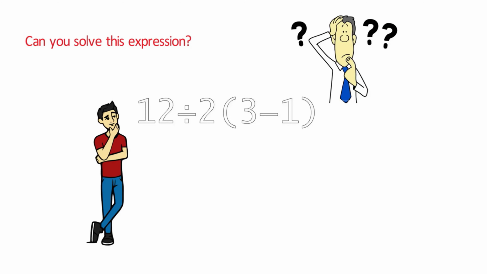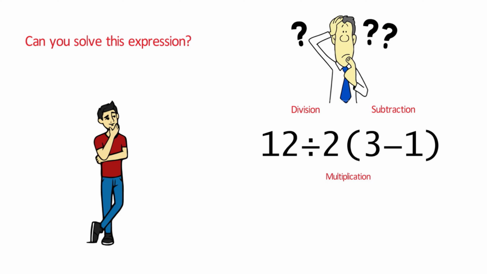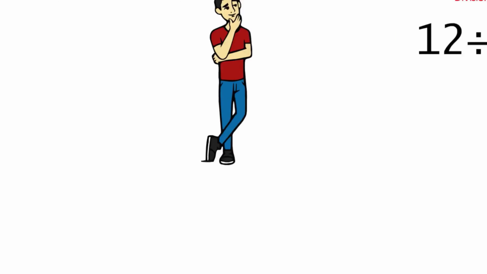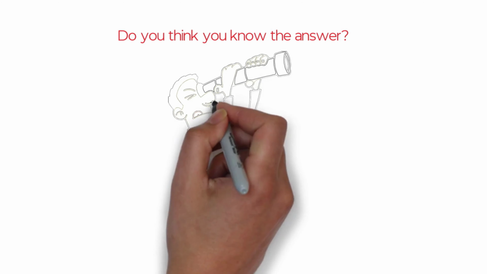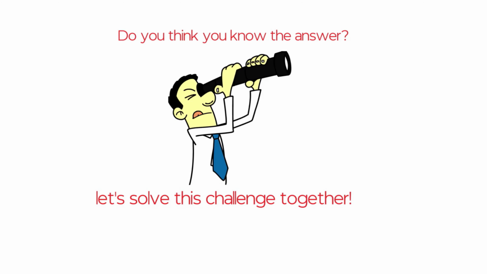There are 3 operations here: division, multiplication, and subtraction. All you need to determine is which one to do first, second, and third. Do you think you know the answer? Let's continue and get it solved together.